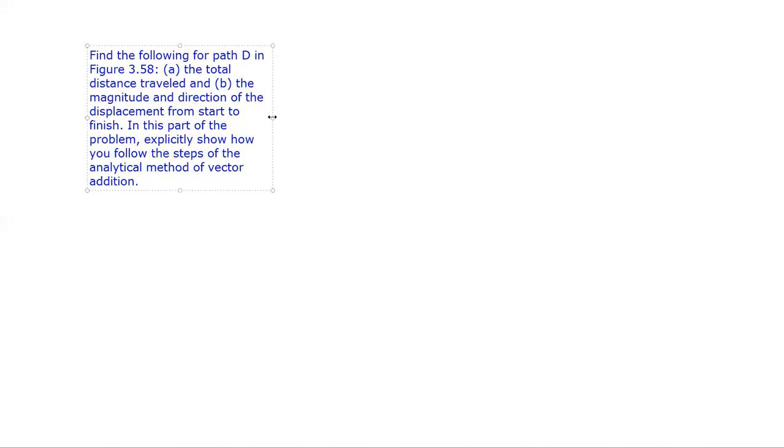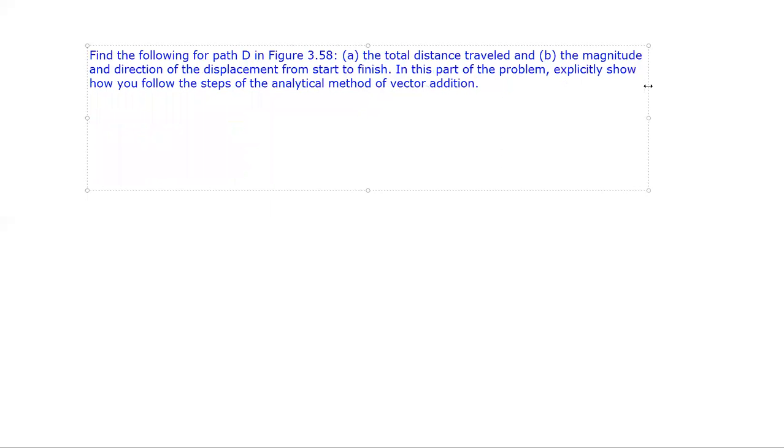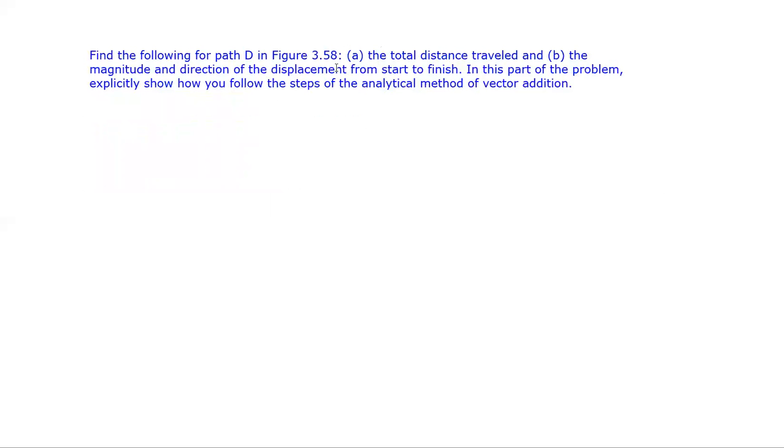Part A says find the total distance. Well, let's do it, because this is a little bit more. Find the following for path B in figure 3.5: the total distance traveled and the magnitude and direction of the displacement from start to finish. In this part of the problem, explicitly show how you follow the steps of the analytical method of vector addition.